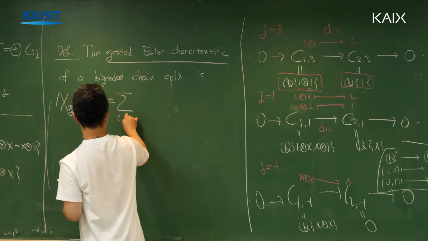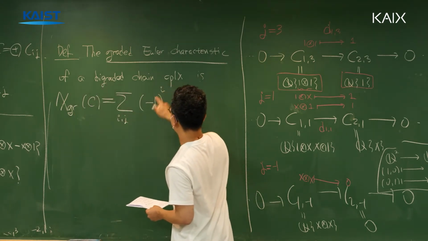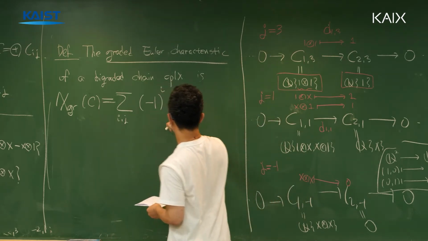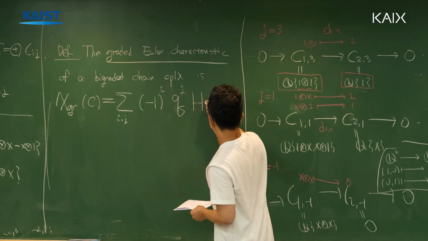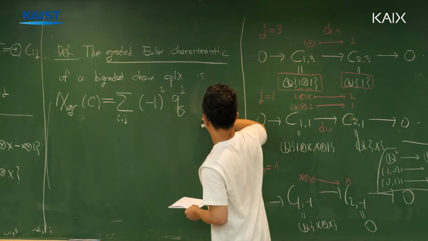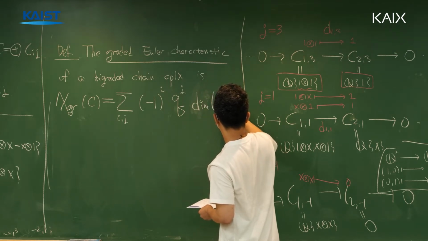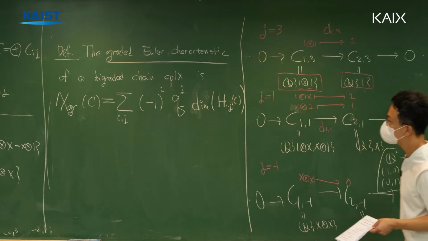summation of ij. So we have two gradings. The homological grading is used to alternate sign. Quantum grading, we're going to record it with q. And the additional thing that we'll be looking at is the dimension of hij of the complex. Okay?